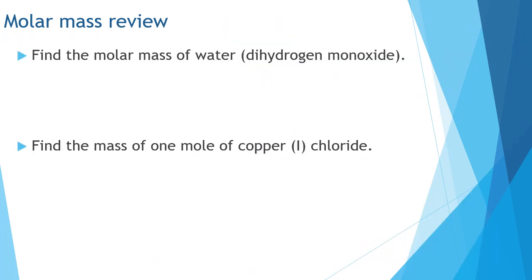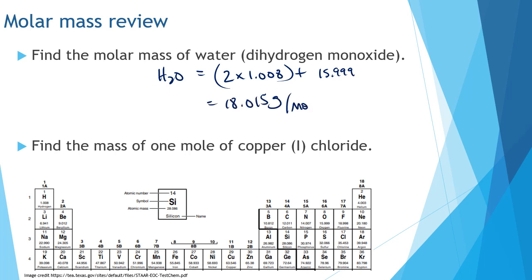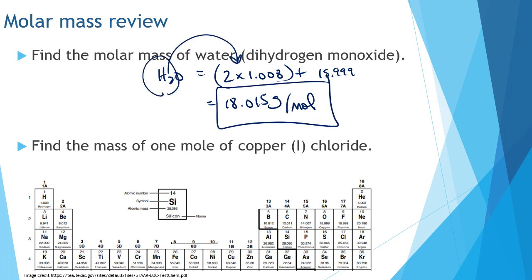These ones I want you to do on your own here in the Edpuzzle. So hopefully you figured out that the mass of water, H2O, is going to be equal to 2 hydrogens plus 1 oxygen. And when you add those up, you get 18.015 grams per mole. We're going to take those 2 hydrogens, 2 times 1.008, because that's hydrogen's molar mass. There it is. 1 oxygen is 15.999.